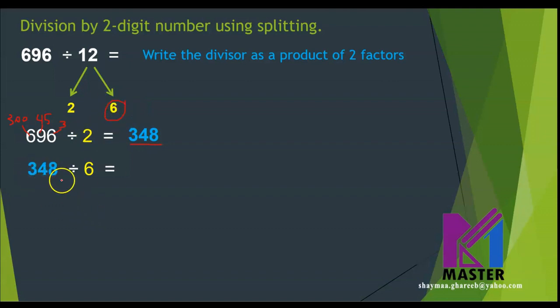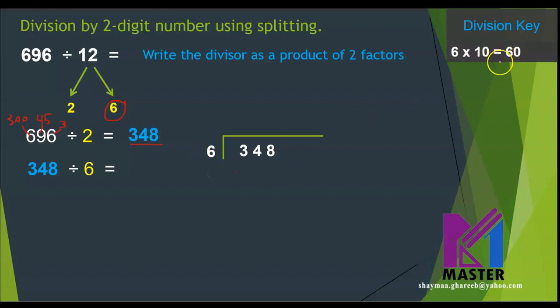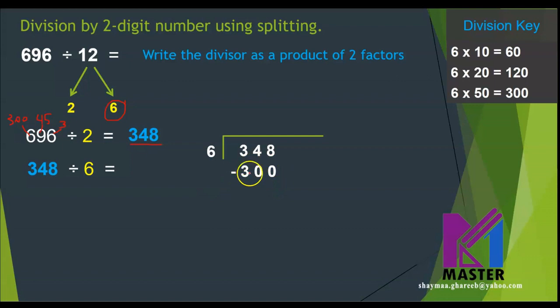How to divide the 348 by 6? I will use the subtraction method. I will put the 348 under the division sign, and the divisor, which is 6, on the left. Now let's do the division key. So now I'm dividing by 6, so I will write 6 times 10, 60, 6 times 20, 120, 6 times 50, 300. And I will start by subtracting the 300.